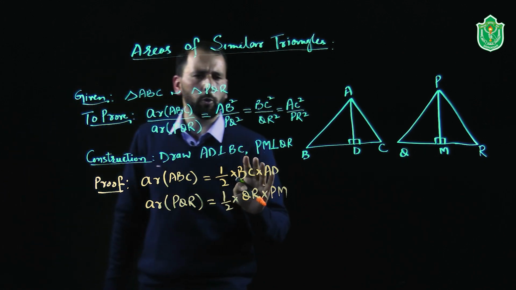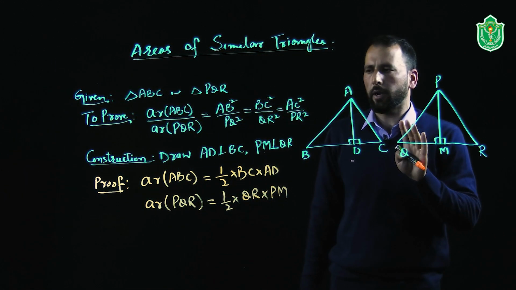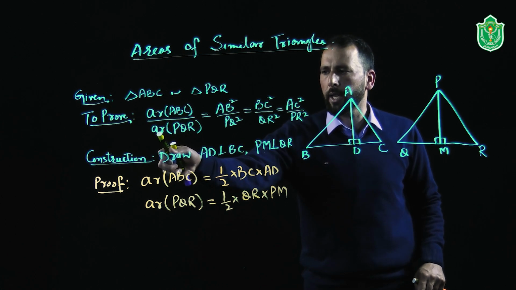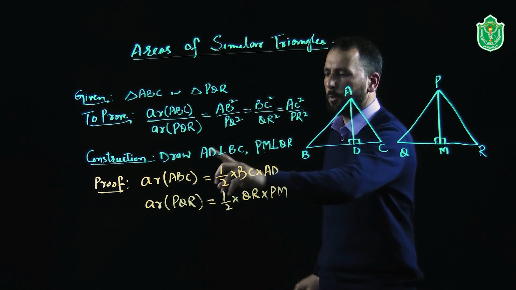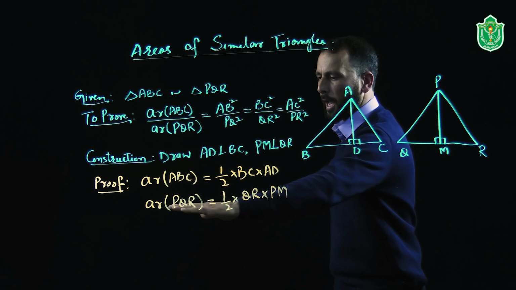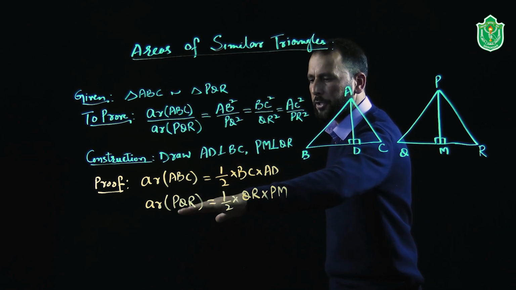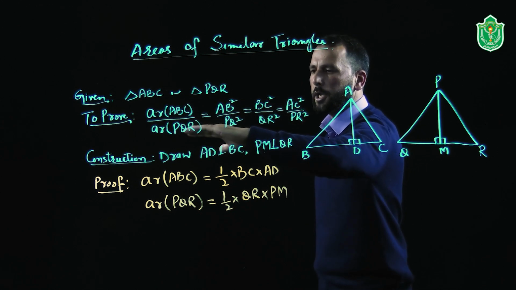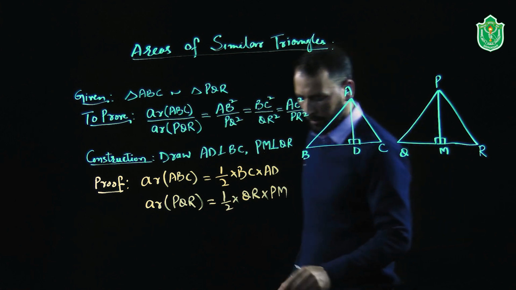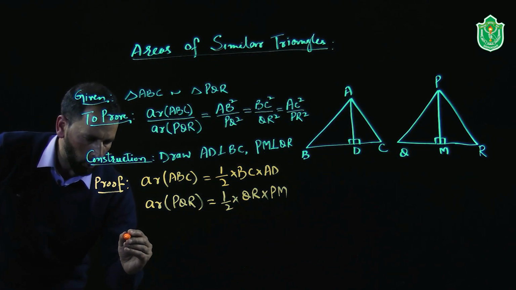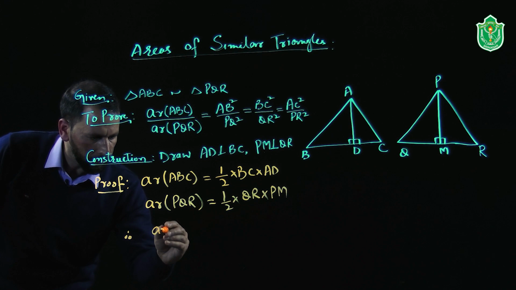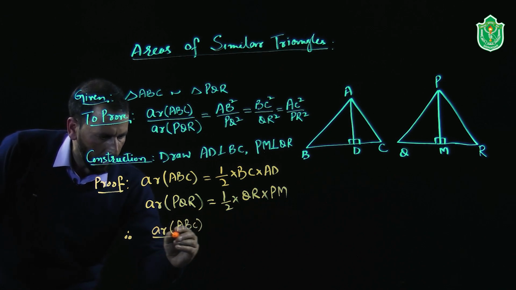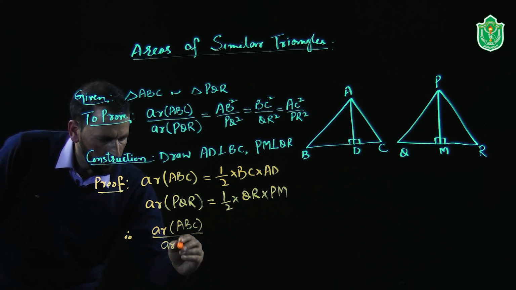Now look at the to prove condition. What we have here in to prove is area of ABC divided by area of PQR. We have here in proof area of ABC and area of PQR. So we divide the two because we have to follow the to prove condition here. Area of ABC divided by area of PQR.